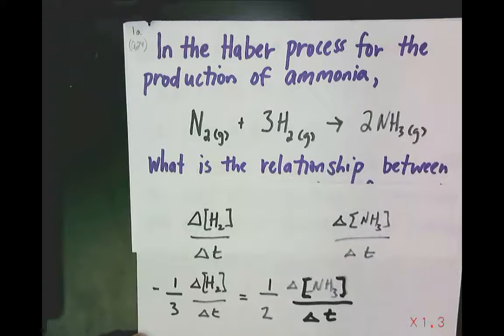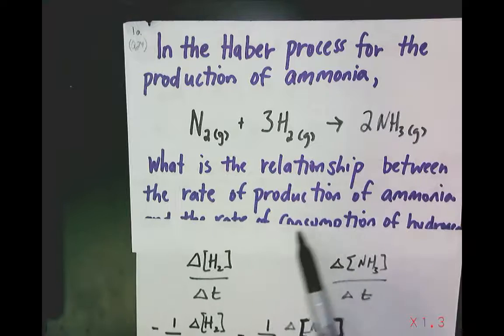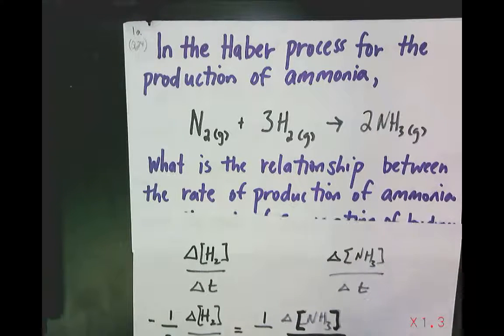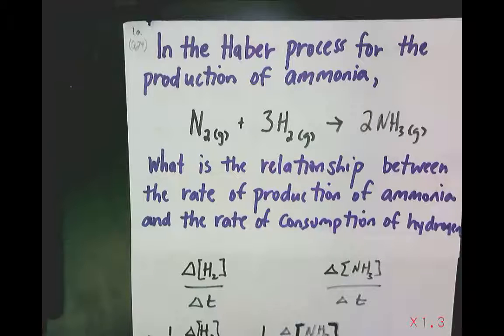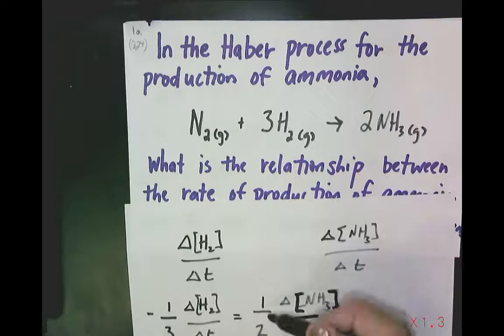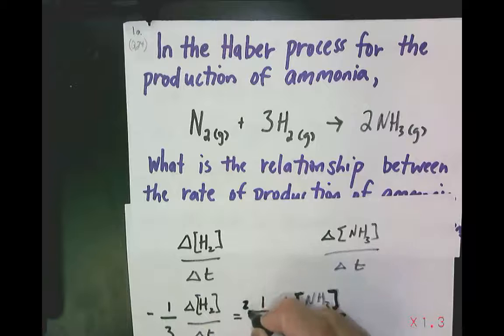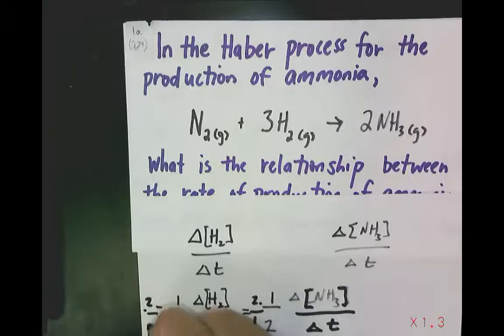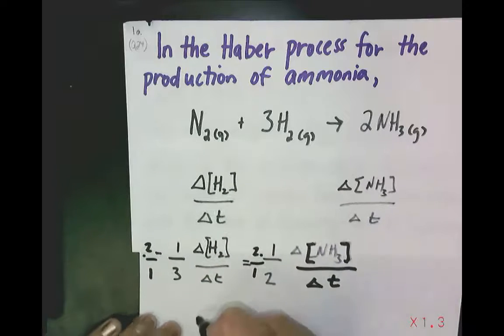Now I want to calculate the relationship for the production of ammonia. I want to know how fast this is forming as this is being used up. So I'm going to solve it in terms of the ammonia. That means I'm simply bringing this fraction to this side. How do I do that? I multiply by 2 over 1, cancel, cancel, multiply by 2 over 1. So what do I have?